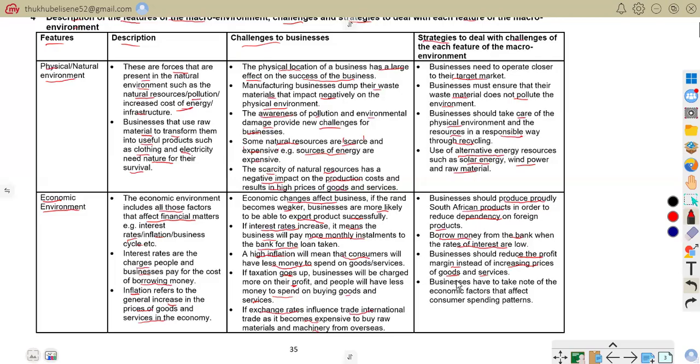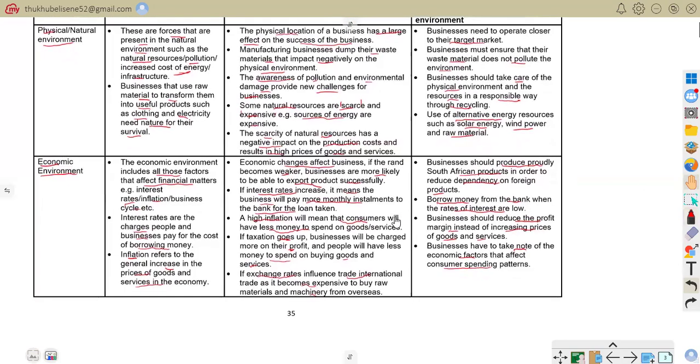Lower markup during inflation. Business have to take note of the economic factors that affect consumer spending patterns. So monitor economic factors. Study patterns to make decisions. So that is what it means. So let us move on, good people.